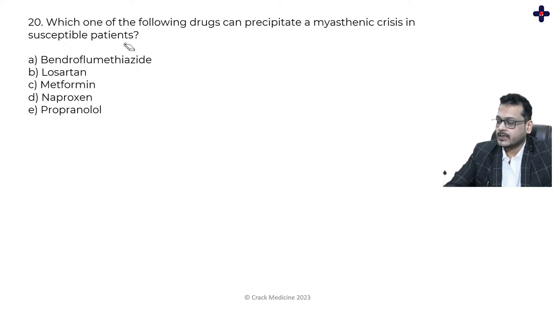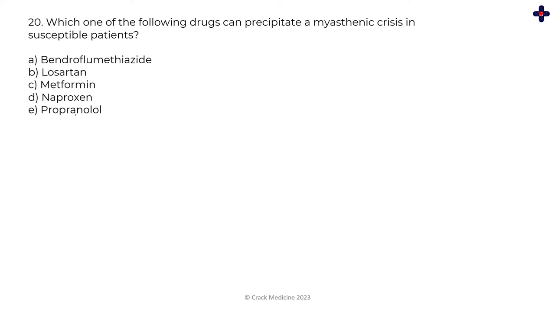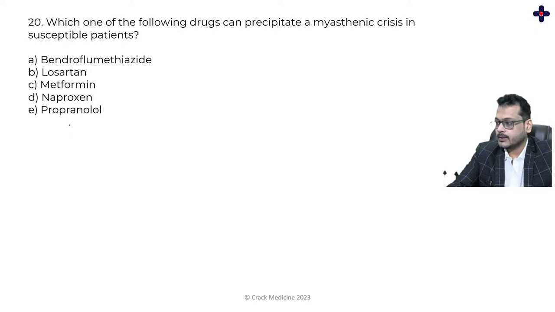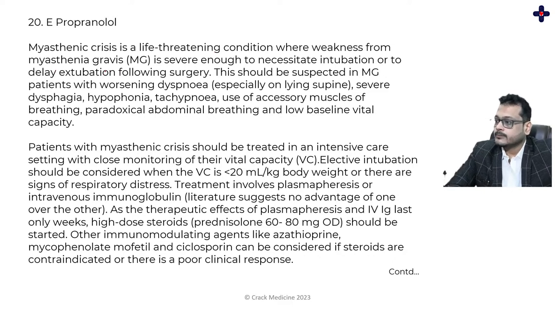Okay. Question number 20, which of the following drugs can precipitate a myasthenic crisis in susceptible patients? Very fairly simple, yet very important question. Okay, so the right answer is E, you are very correct, it is propranolol. Okay. So in myasthenic crisis, it's basically a life-threatening condition. You have to diagnose it very correctly. Intubation can be necessitated in such scenarios. Okay. And, there can be worsening dyspnea, tachypnea, and use of accessory respiratory muscles, paradoxical abdominal breathing, and the vital capacity of the patient goes very low. Okay. That's what is happening in a myasthenic crisis.